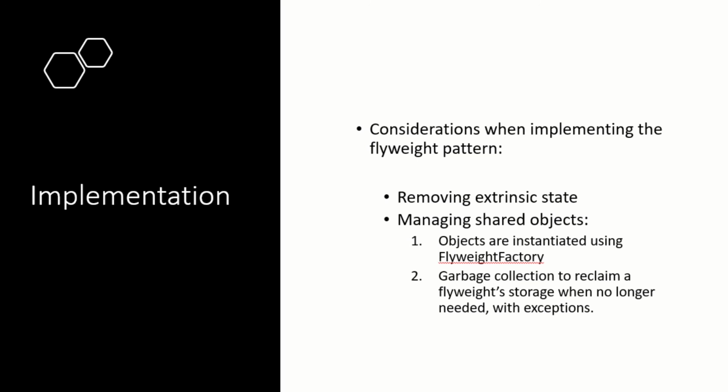The second point to consider is managing shared objects. Because objects are shared, clients shouldn't instantiate them directly. The flyweight factory lets clients locate a particular flyweight, and flyweight objects often use an associative store to let clients look up flyweights of interest, like a key value pair in a hash map.